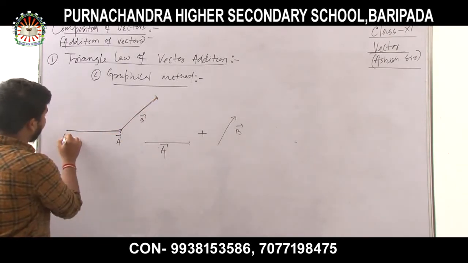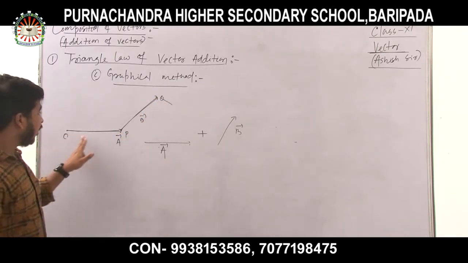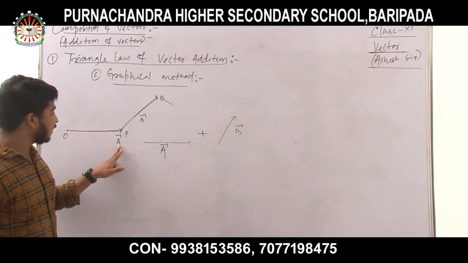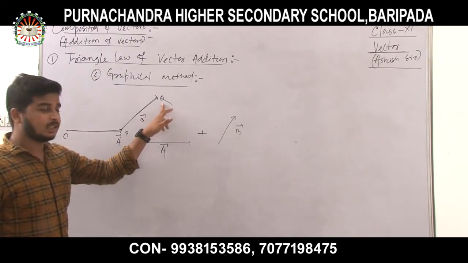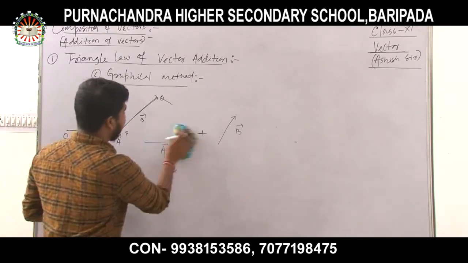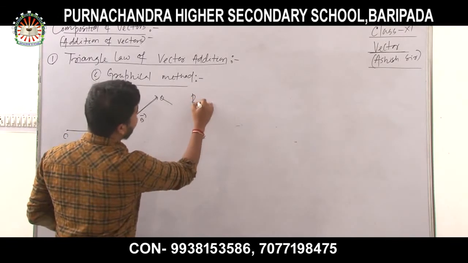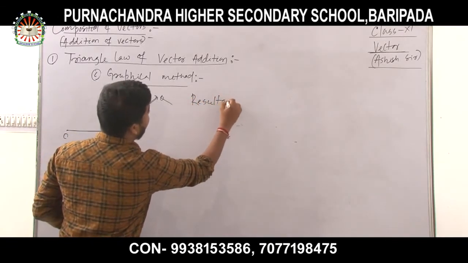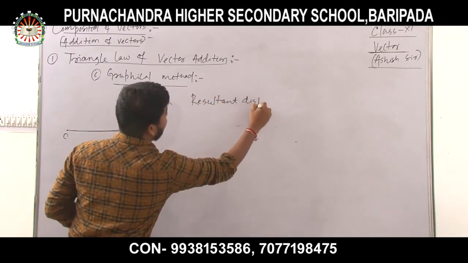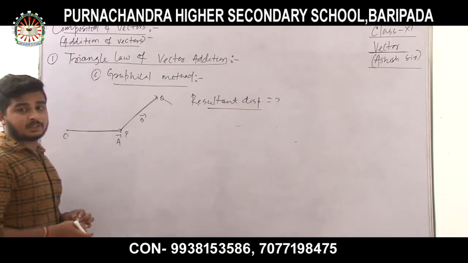Suppose that there is a point O, this is a point P, and this is a point Q. So OP is a displacement vector, a vector. PQ is another displacement vector, b vector. So tell me about the resultant displacement. I am asking what will be the resultant displacement?